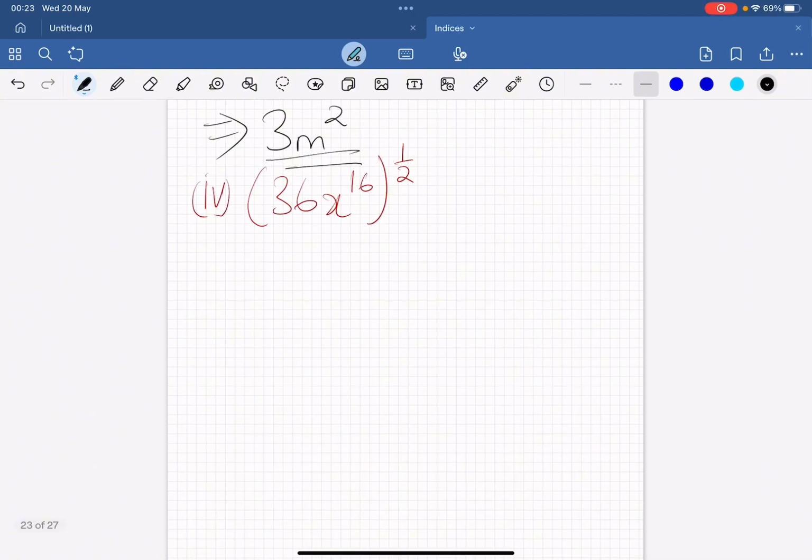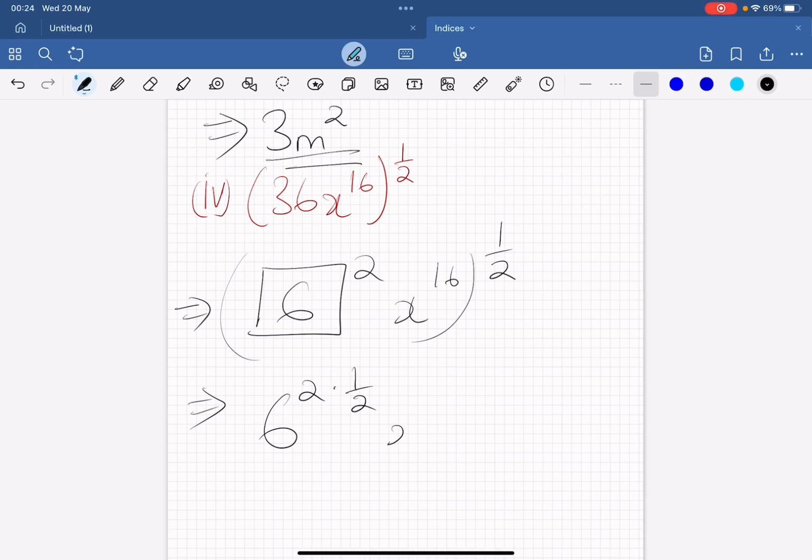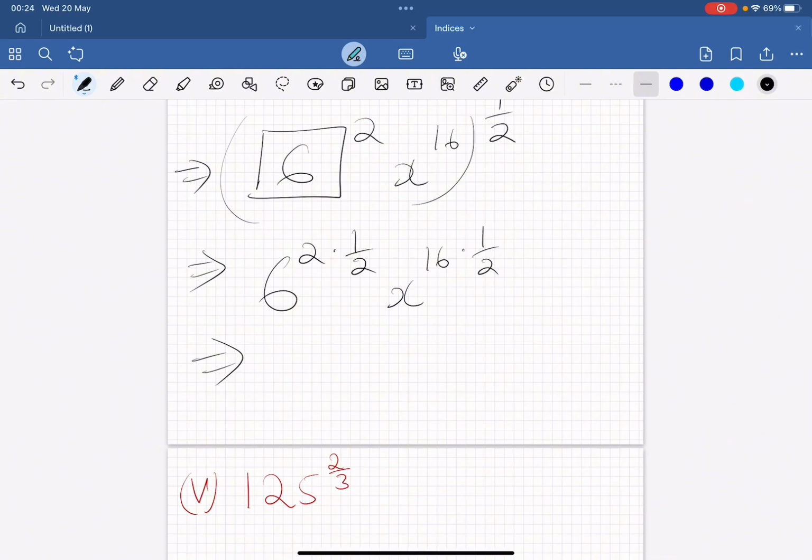Then the next question says (36x^16)^(1/2). Just like I have been doing, 36 is basically 6 squared. The reason why I'm powering this with 2 is because of the power in the denominator. Then what I'm going to simply do is I'll distribute. 2 times half is basically 1. 16 by half is 8. Quick mental math.